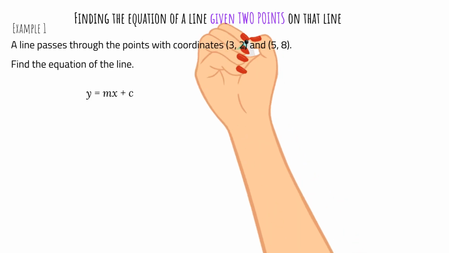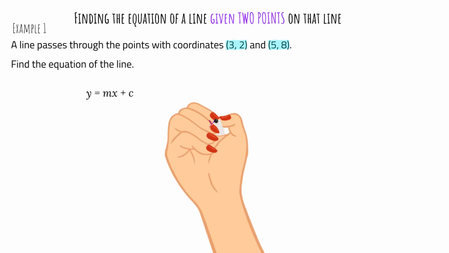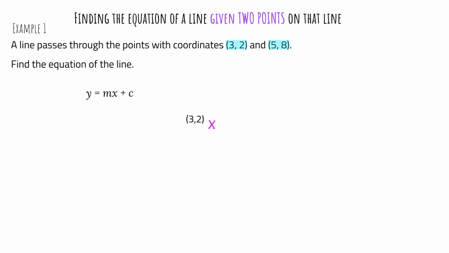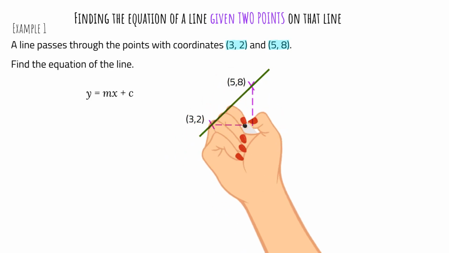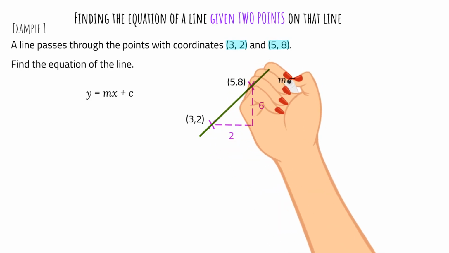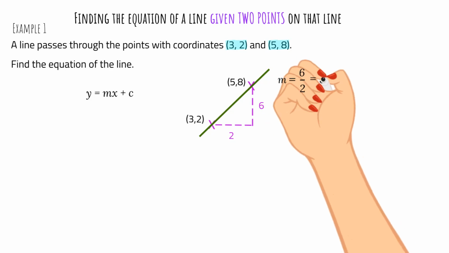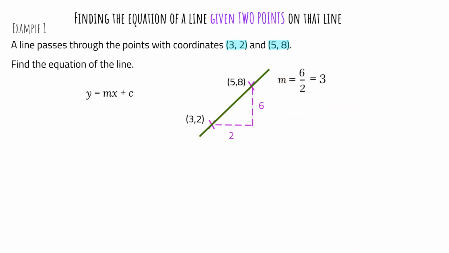Now we could find our gradient by looking at our points and plotting them roughly. So I have (3, 2) and I have (5, 8), and I have a straight line going between them. Well, we know from the beginning how to find the gradient of this. So let's look at my change in x. Well, that's going from 3 to 5 is 2, and then I go from 2 to 8, which is 6. So my gradient is 6 over 2, which is equal to 3.